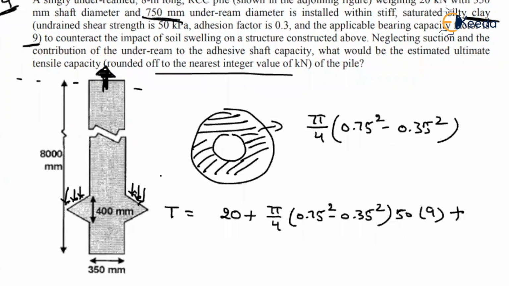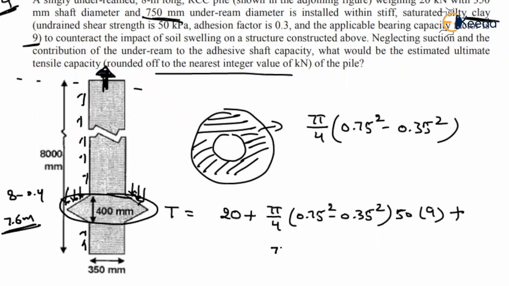Then what about the surface frictional resistance? It will act throughout the shaft surface. Out of that we have to neglect this part. So total is 8 meter, 8 minus 0.4. Through how much length will we have the surface area? 7.6. So what about the diameter? Circumference is pi into 0.35, into the length 7.6, into the adhesion factor 0.3, into the cohesion 50. Then if you solve this, you will get the value as around 300.86.